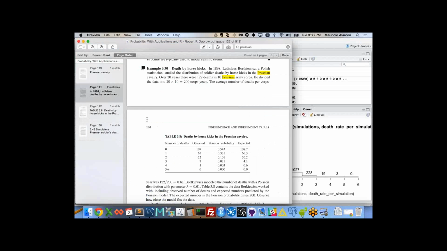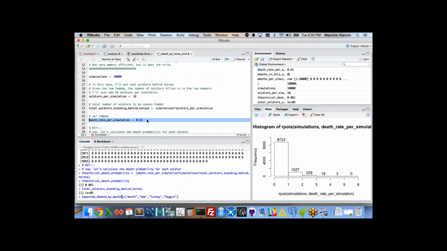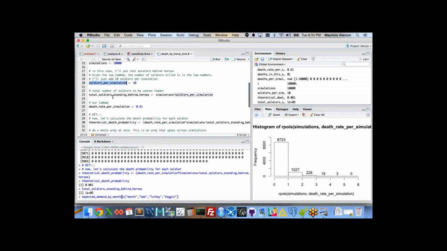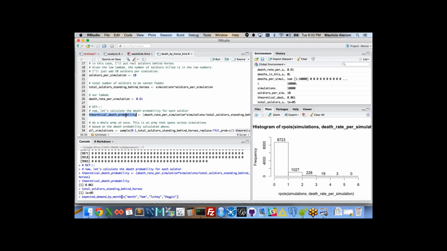So in other words, based on the table that he figured out here, each corps year, each one of these simulations, is going to have an average death rate of 0.61 people from this corps. What I try to do next is calculate the technical death probability on a per soldier basis, because right now it's just for the corps. Now I want to do it for each one of these 10 individuals times the 100,000, all the 100,000 soldiers that are in this corpus.